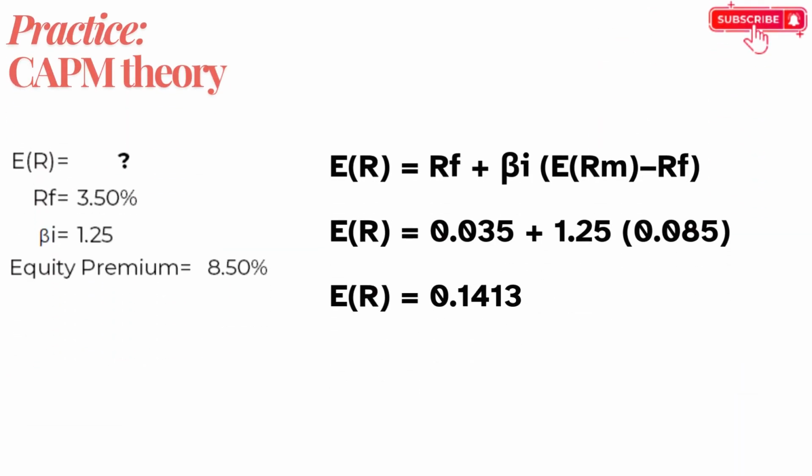All right, let's jump into our first practice exercise. We'll start with the capital asset pricing model. As you can see, they've given us all the data that we need in order to calculate the expected rate of return, the risk-free rate, the beta, and the equity premium. Let's remember our formula. The expected rate of return is equal to the risk-free rate plus the beta times the equity premium. We plug in our numbers and we get an expected rate of return of 14.13%.